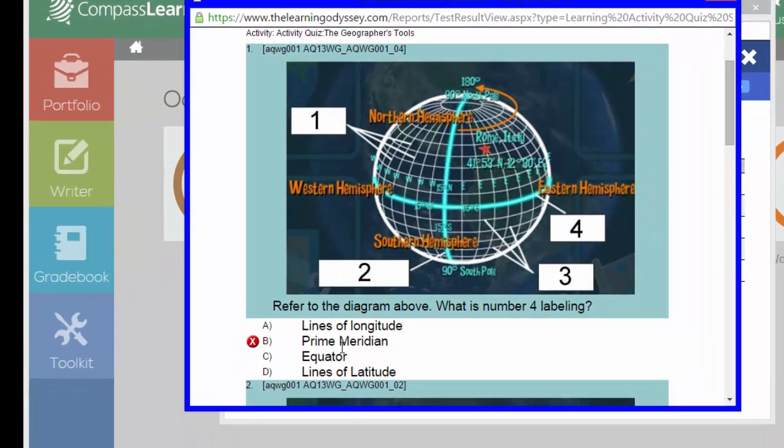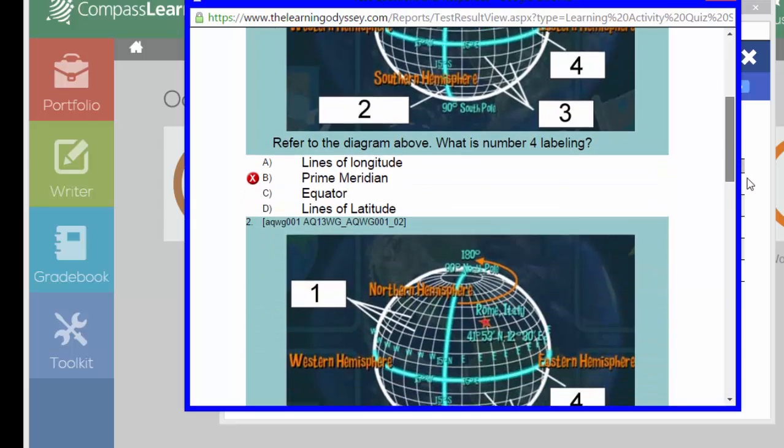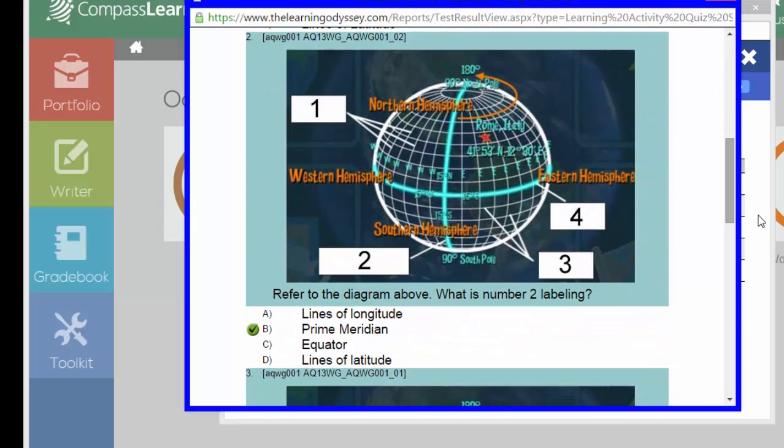So there is the first question. It says refer to the diagram above. What's number 4 labeling there? And the student put the prime meridian. That is incorrect, so there's an X there. These are usually 5-question quizzes. Occasionally there'll be 10 or 20 questions, but that's toward the end of the semester that those will happen.